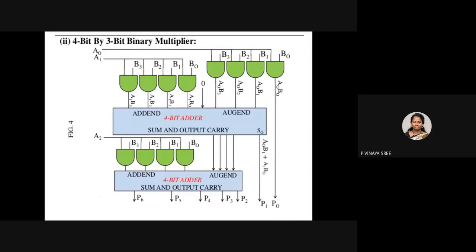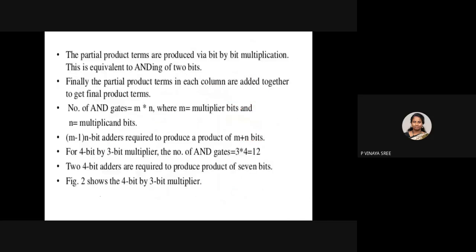Okay. So first, before that, you need to see that the number of AND gates used in this circuit is 4 into 3. You will be using a total of 12 AND gates, and the number of what?